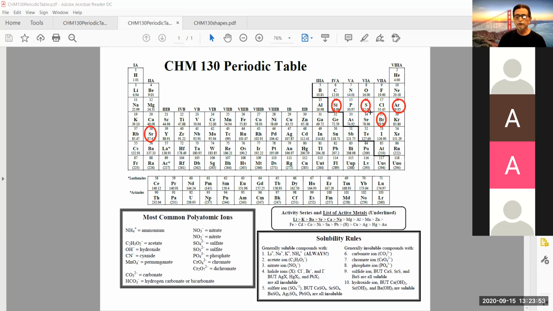How many valence electrons are there? 6. 6. And then one last one. How many valence electrons for helium?